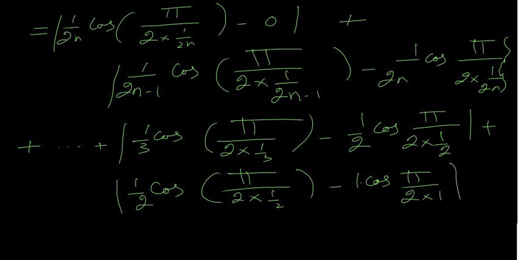So let's try to find out this sum. This 2 and 2 will go, so it will be cos of n pi only. What's the value of cos of n pi? Cos of n pi is minus 1 power n, so it will be 1 by 2n times minus 1 power n, minus 0. Then look at this, it will be 2n minus 1 times.